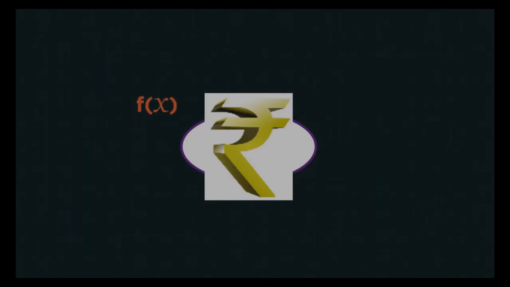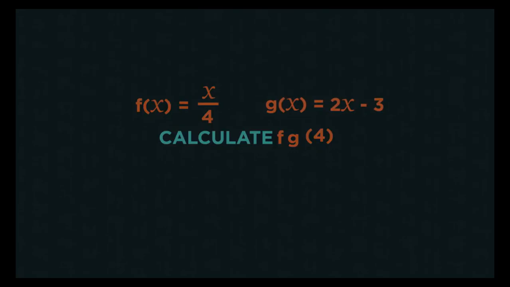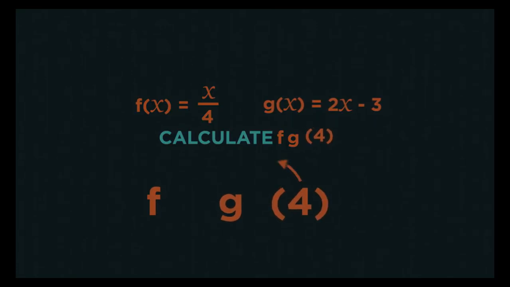A composite function is made up of several functions performed in a certain order. The order is really important. Say we have these two functions. Calculate fg of x would be the composite function. It's asking us to put one function into another. And this is where the order really matters. We read backwards for functions. So we put 4 into g and then the output of that into f.